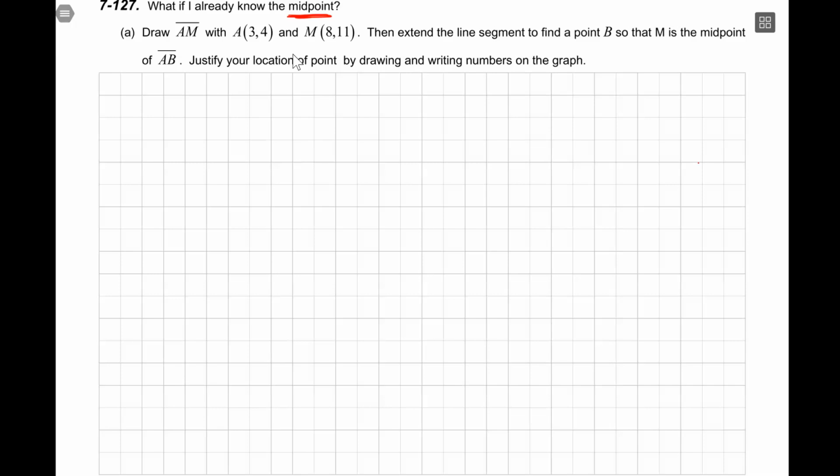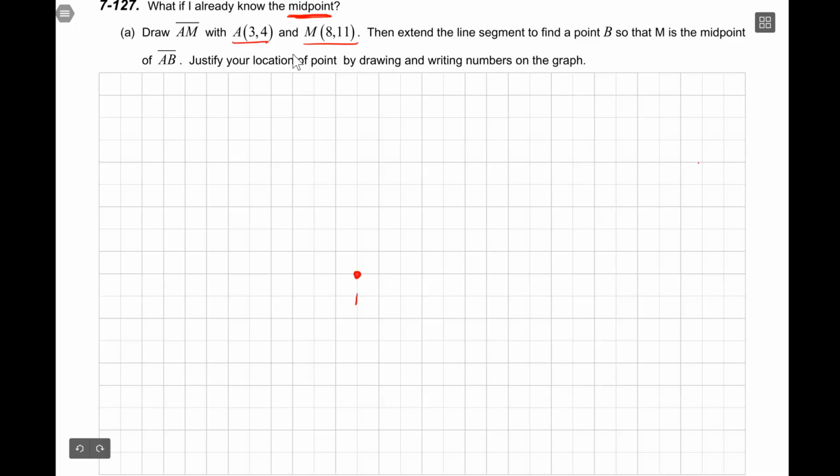Okay, so we're going to draw segment AM with the coordinates A (3, 4) and M (8, 11). Then we're going to extend that line segment to find a point B so that M is the midpoint of segment AB. Now this one, don't draw anything just yet. I just kind of want to sketch what's going on here.